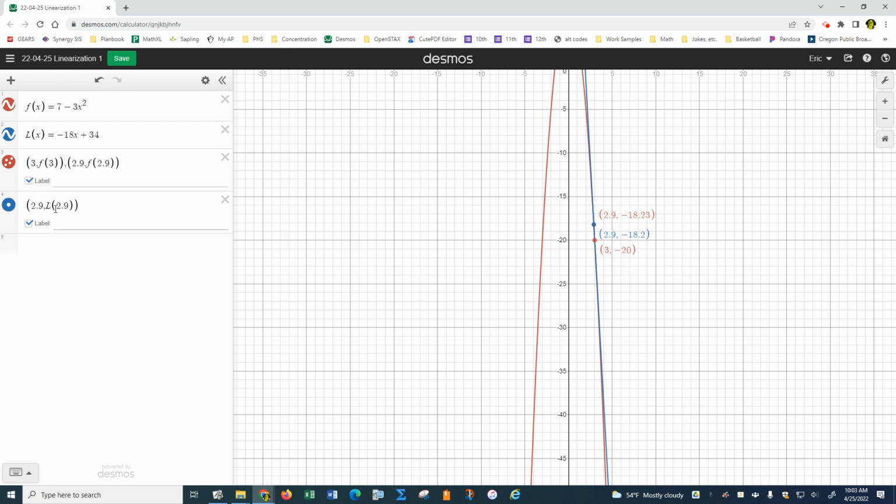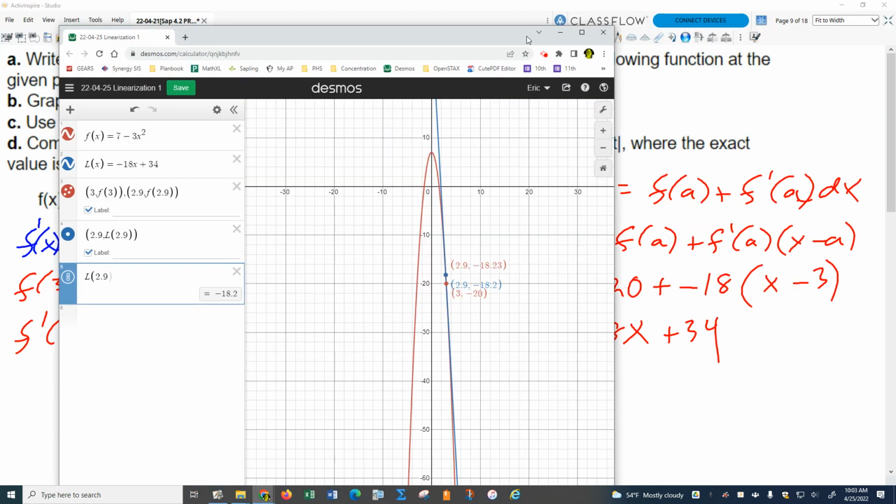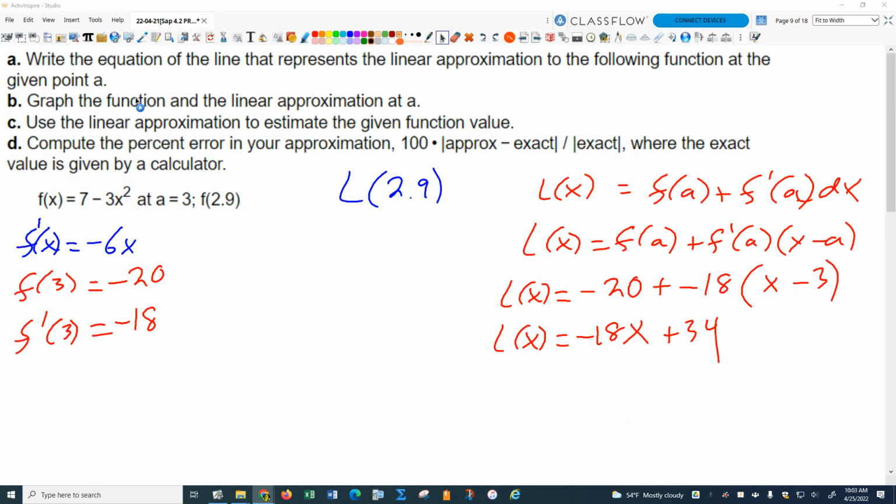If we actually, let's get a more accurate value there. If I do L of, what were we doing, 2.9? So we get exactly negative 18.2. The last part of this, what do they want you to do? They want you to graph the function and the linear approximation. We wrote the equation. Estimate the given value of the function. Well, that was our negative 18.2, which is what we get if we plug our 2.9 into our line.